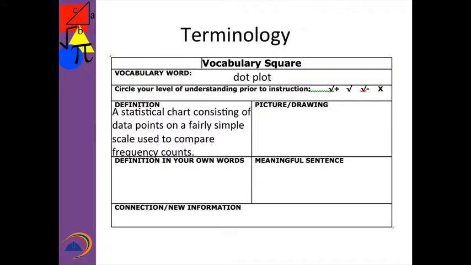So our term for today is a dot plot, and it's a statistical chart consisting of data points on a fairly simple scale used to compare frequency counts. That's why having a frequency table was so important. So draw what you think a picture should look like that's going to help you remember, define it in your own words, and write a meaningful sentence. Connections or new information you can add to this at any time during the lesson. Teacher, have the students share their meaningful sentence or their picture with their partner. Call on non-volunteers to share, and I'll meet you back here in a couple of minutes.